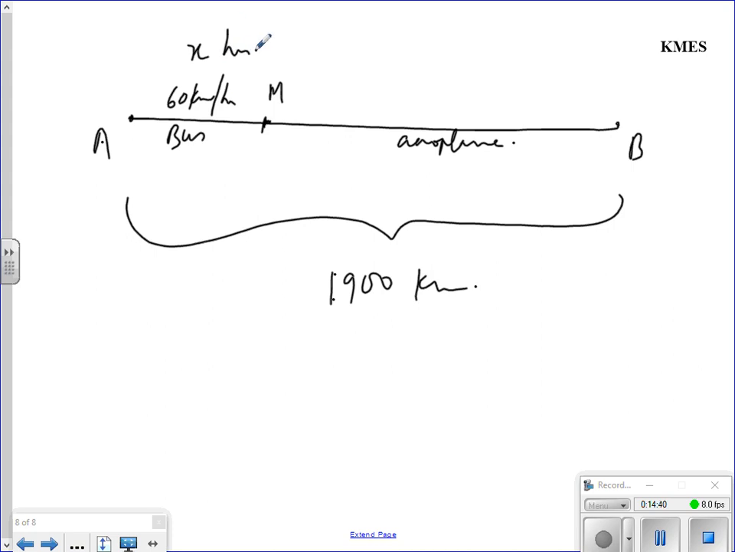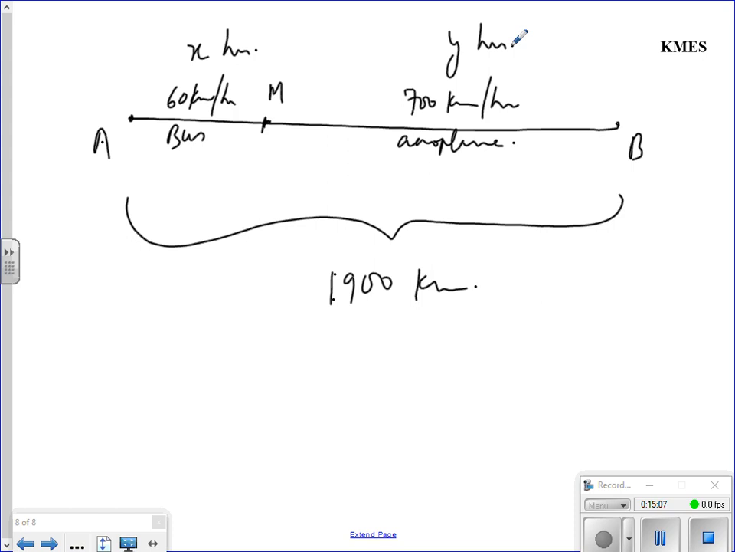So that is the time he is taking to travel from A to M. From M to B, his speed was 700 kilometers per hour. That was his speed. And let us consider that he takes y hours to complete this. So the total time that he is taking to travel from A to B is x plus y hours.